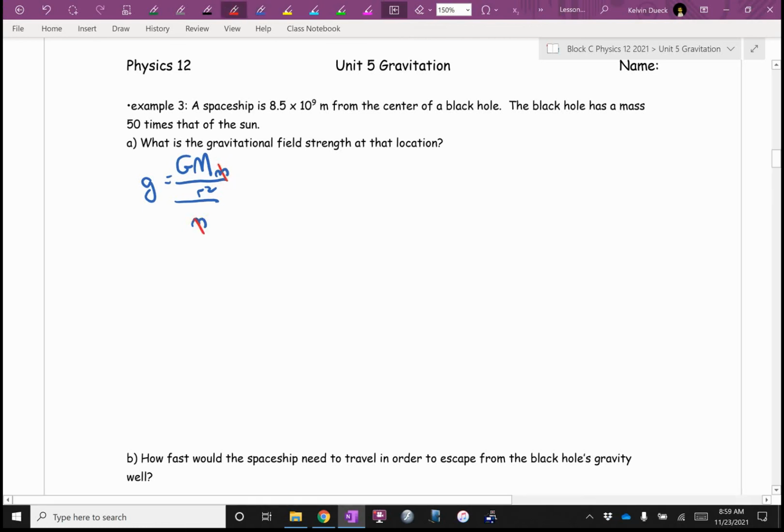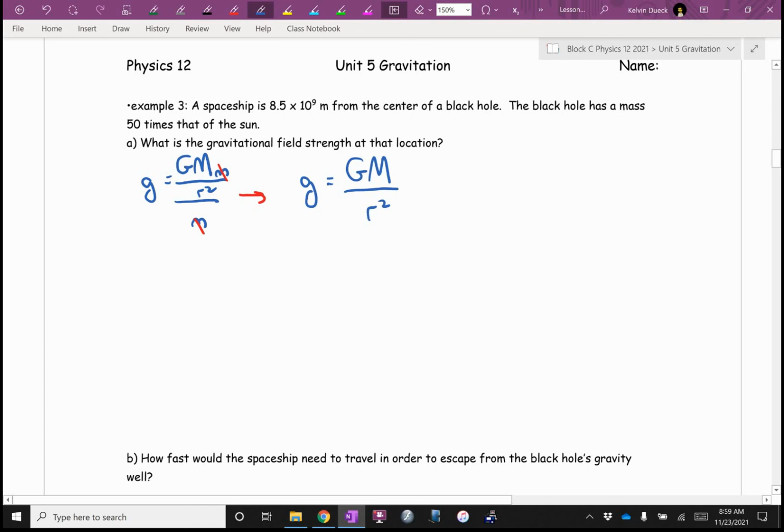I guess they didn't need to give me the mass of the spaceship. That's good. This is the equation. We started out in lesson 1 with this equation. This is the equation for gravitational field strength anywhere in the universe. If you plug in 5.98 times 10 to the 24th and the radius of the Earth, you'll get 9.8.